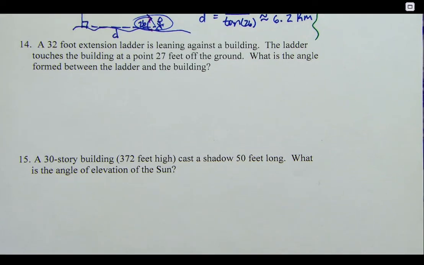All right, 14. A 32-foot extension ladder is leaning against a building. The ladder touches the building at a point 27 feet off the ground. What is the angle formed between the ladder and the building?